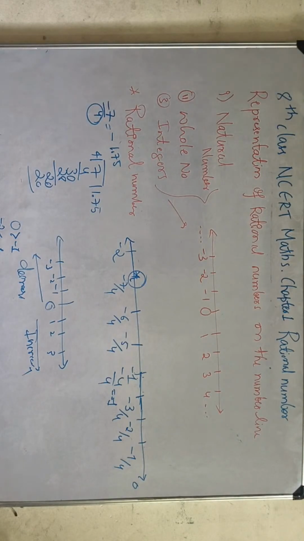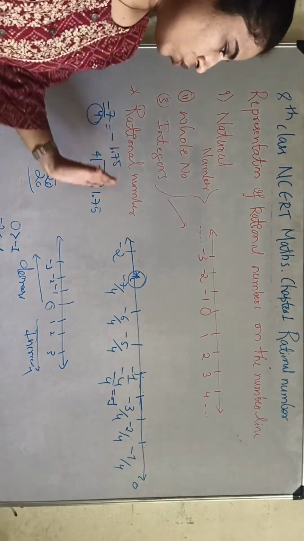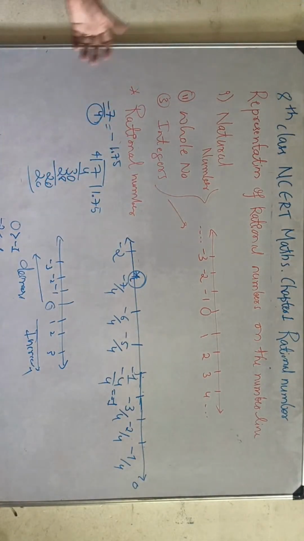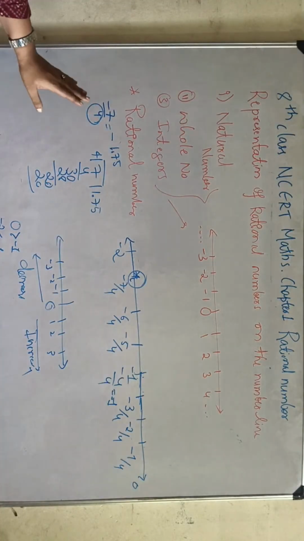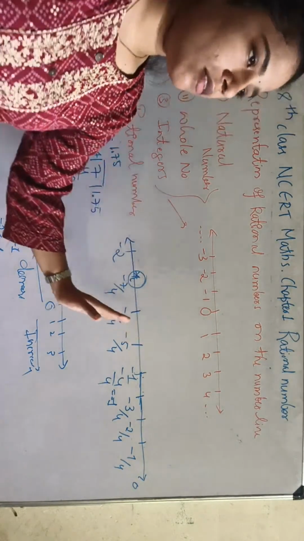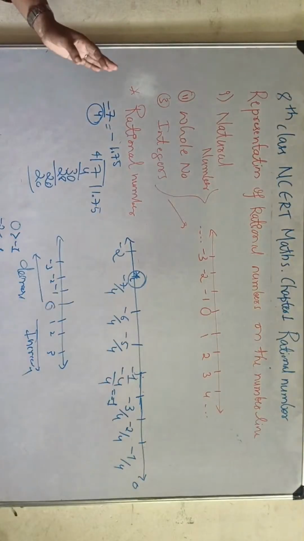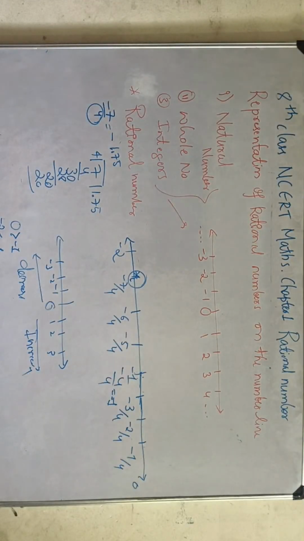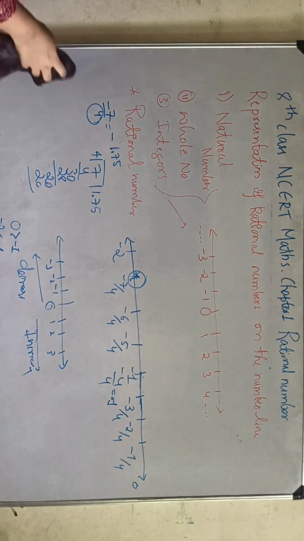So how to represent: just think which two numbers this rational number is lying between, then see the denominator part, make the equal parts accordingly, then represent it with that number. It's very easy. So I will rub now.